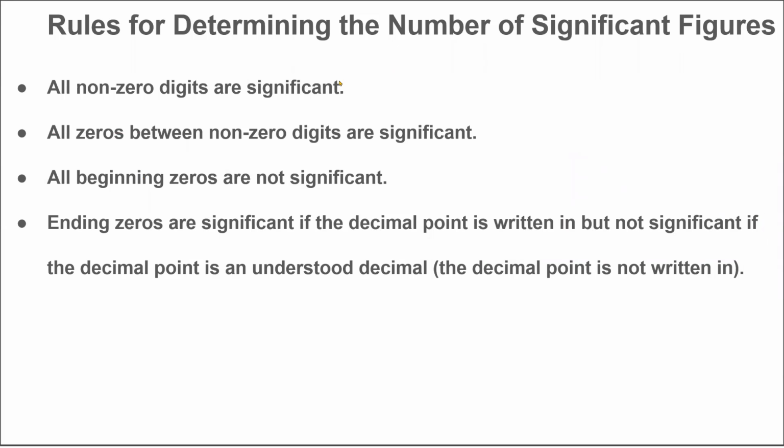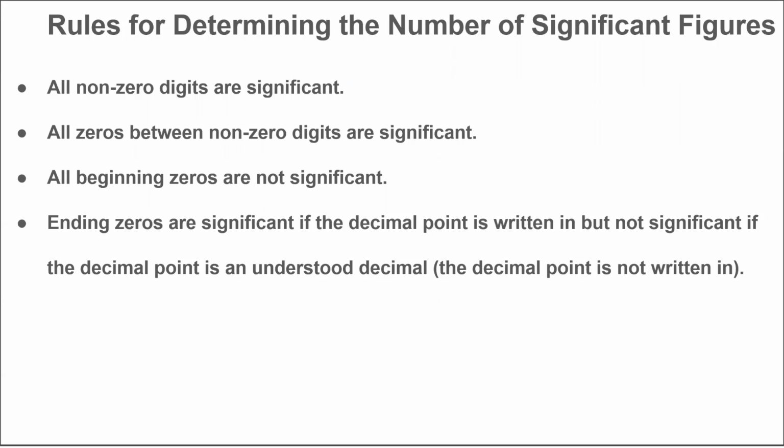So now we're going to go on to our significant figures page, which we use sometimes in physics to determine how an answer should be displayed, how many zeros it should have. So all non-zero digits are significant. All zeros between non-zero digits are significant as well. All beginning zeros of a number are not significant.